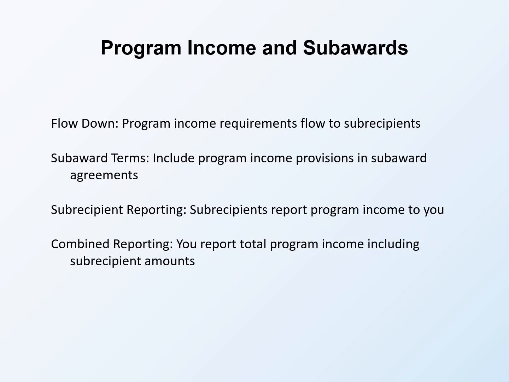Subrecipient reporting provides you the information you need to fulfill your own reporting requirements. Subrecipients should report their program income to you on a schedule that allows you to include it in your reports to the federal sponsor. Build reporting timelines that accommodate this consolidation. Combined reporting to the federal sponsor includes both your directly generated program income and amounts generated by subrecipients. Your federal financial reports reflect total program income for the award, not just what your organization directly generated. Accurate combined reporting requires good subrecipient reporting practices.